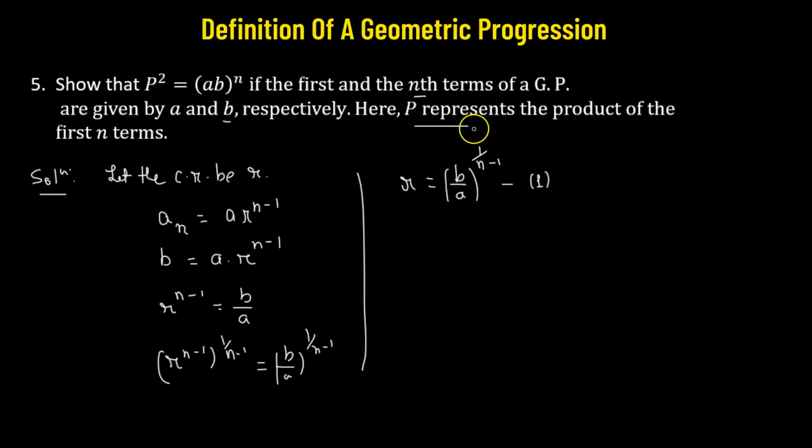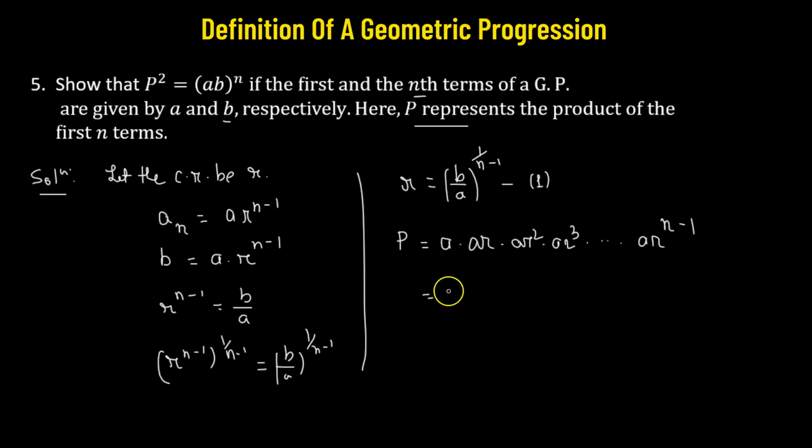Coming to the next part of the question, here it's given that p represents the product of the first n terms. Meaning p is simply, we'll take the first term, multiply it to the second term, to the third term, ar squared, and then to the fourth term, which will be ar cubed, and this goes on to the nth term, which is ar raised to the power of n minus 1.